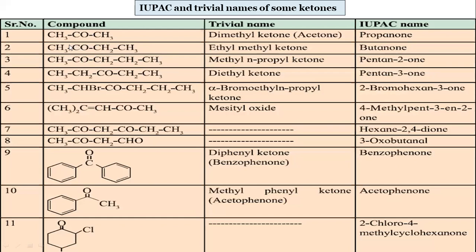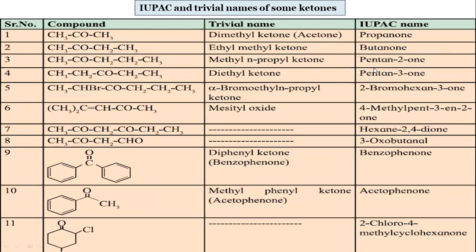2-butanone. This is the 2-butanone. 1, 2, 3, 4. Now, I want to ask one question: is 3-butanone possible or not? We have to draw the structure of 3-butanone and tell me whether 3-butanone is possible or not.